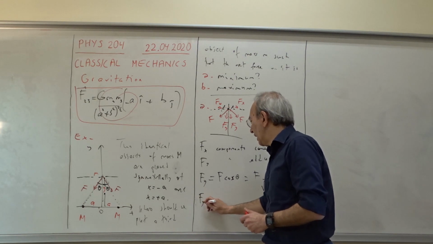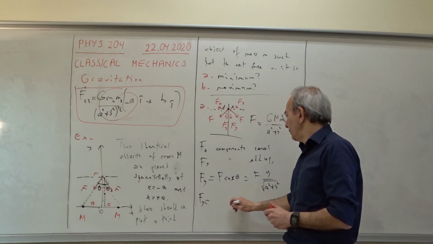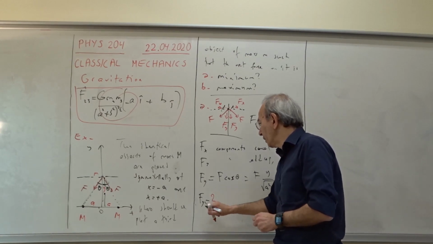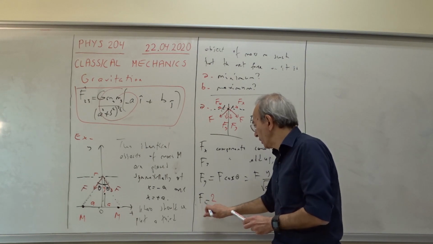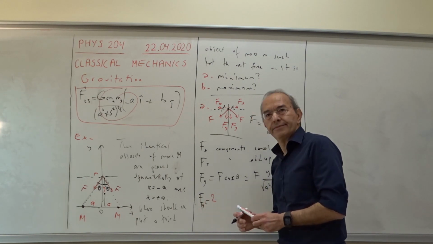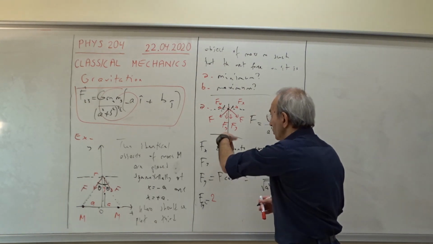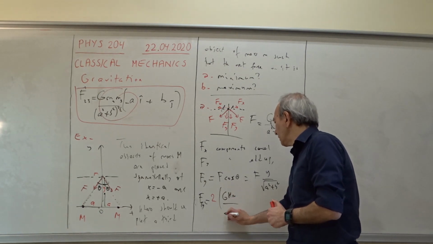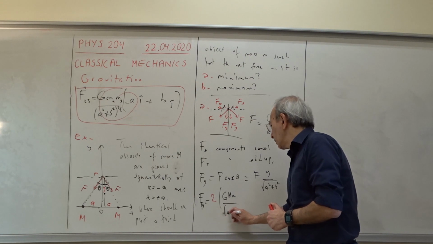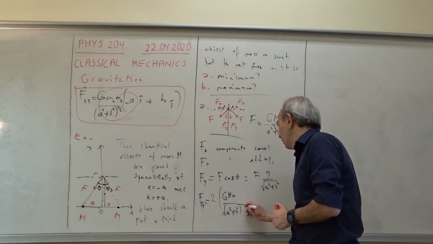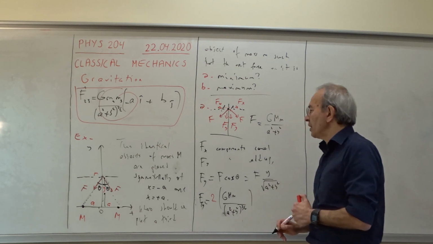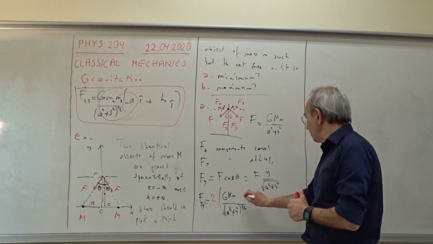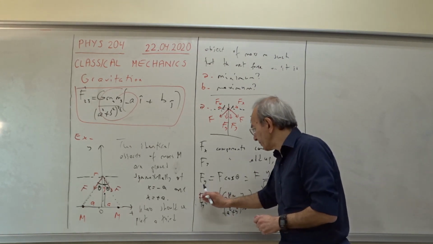Therefore, this Fy will be, we should first of all multiply by 2, F total, let me call it F total y. Because there are two such forces, we should multiply by 2. 2 times G capital M little m divided by a squared plus y squared to the power of 3 halves, times y. So this is the expression for the y component. Now this is the result.